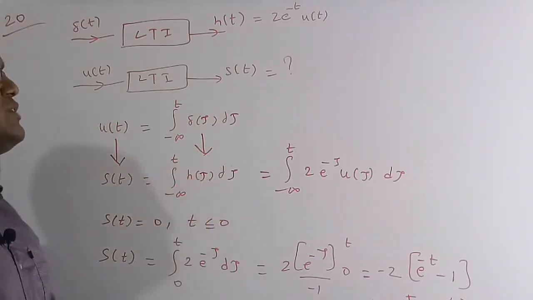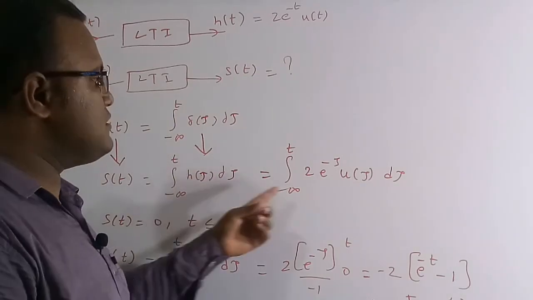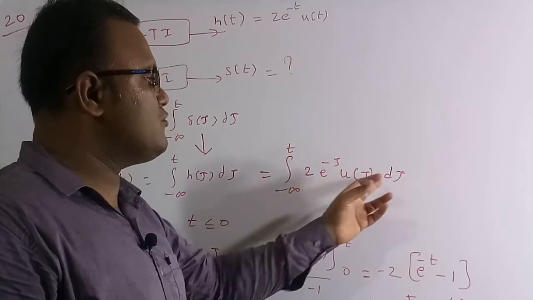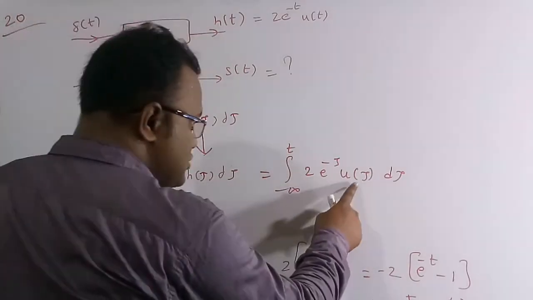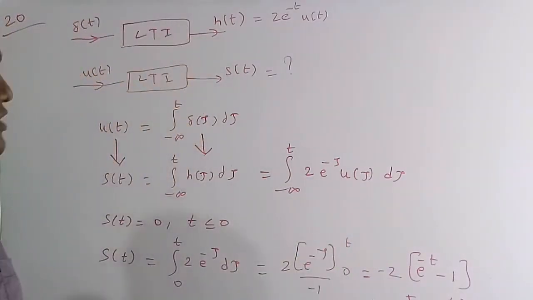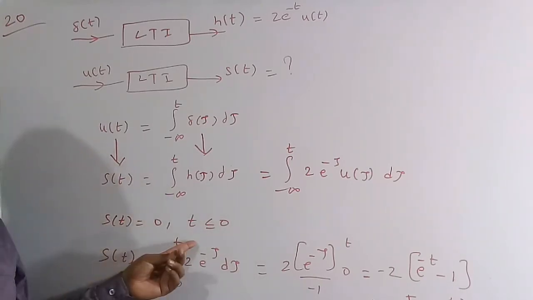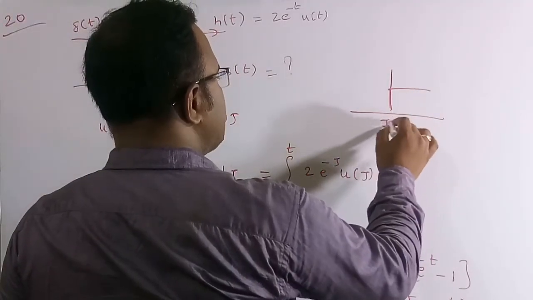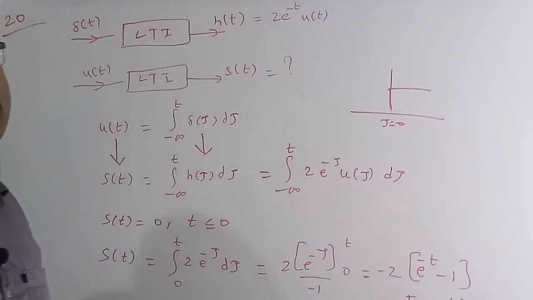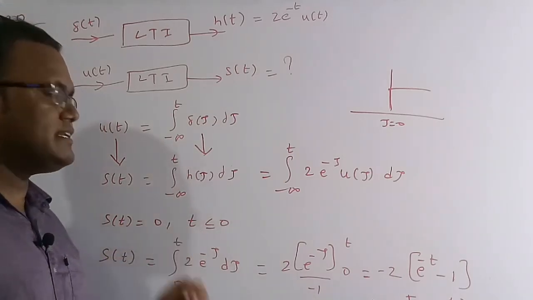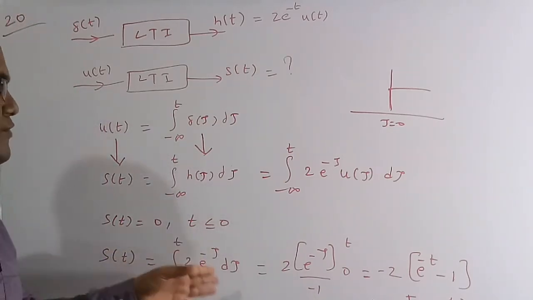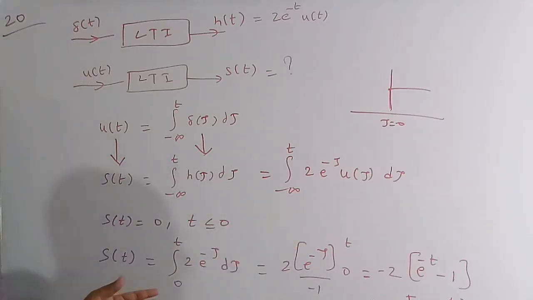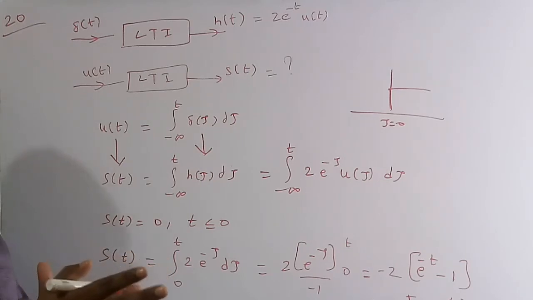Means we are going to do the integration. Here h of tau is h of t with t replaced by tau, so 2 e to the power of minus tau u of tau d tau. Here u of tau is always 0 for tau less than 0. So S of t is equal to 0 for t less than or equal to 0, because u of tau has signal only for tau greater than 0 but not for less than 0. But for t greater than or equal to 0, the part from minus infinity to 0 is going to be 0, because for minus infinity to 0 the integration will become 0.